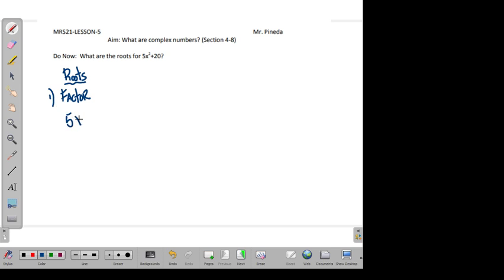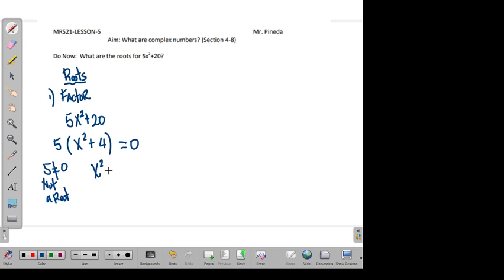If we look at 5x squared plus 20, we can factor out a 5. We can factor out a 5 and we're left with x squared plus 4. Is everybody okay there? Right? And now we can also continue doing this by setting this equal to 0 and trying to find the roots. 5 will never be equal to 0, so that's not a root. Not a root.